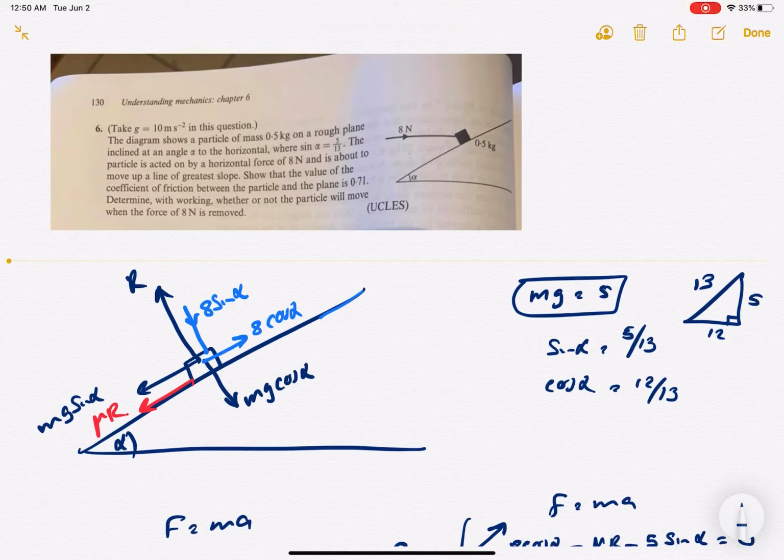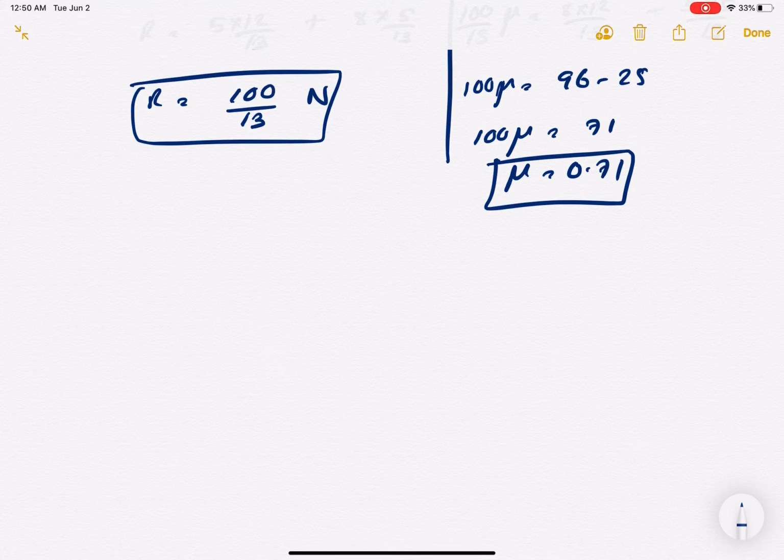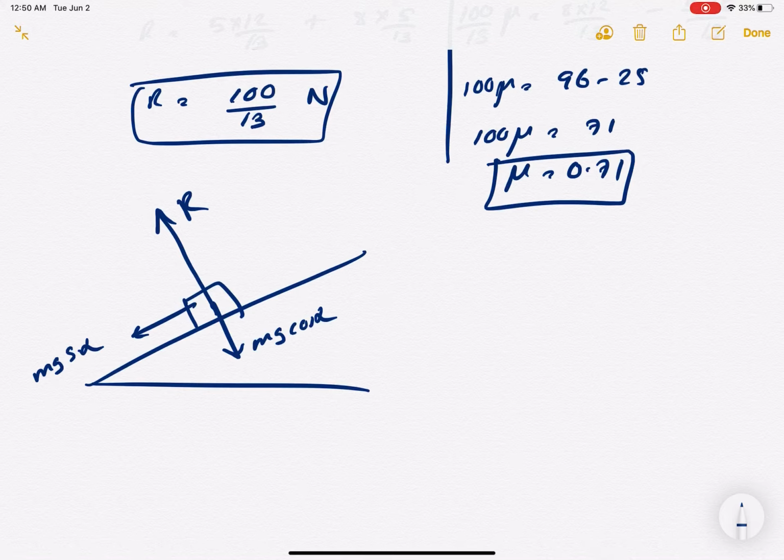Now this particle was held in equilibrium and was on the point of moving upwards because of this 8 newtons. What happens if the 8 newtons is removed? Let's see. Once again, R, mg sine alpha and mg cos alpha, these three forces will still be acting. Now that there is no 8 newtons to hold the object, friction should act this way in order to prevent it from sliding down.